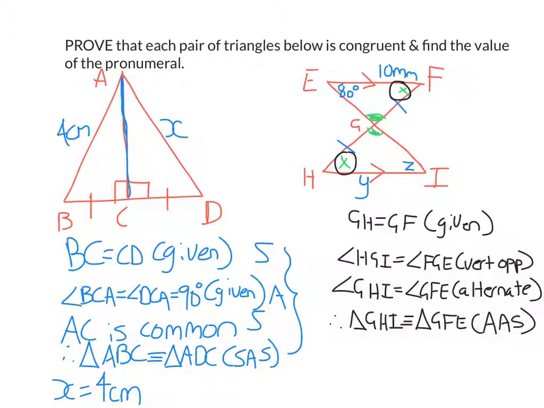So I've now shown that these two triangles are congruent, so that means that Y will be equal to 10 millimeters because it corresponds to EF. Now Z is equal to 80 degrees. I didn't actually need the congruent triangles to show Z was 80 because it's alternate anyway. But now that I know that the two triangles are congruent, of course, Z must equal whatever this angle is here because they're corresponding angles of a congruent triangle.